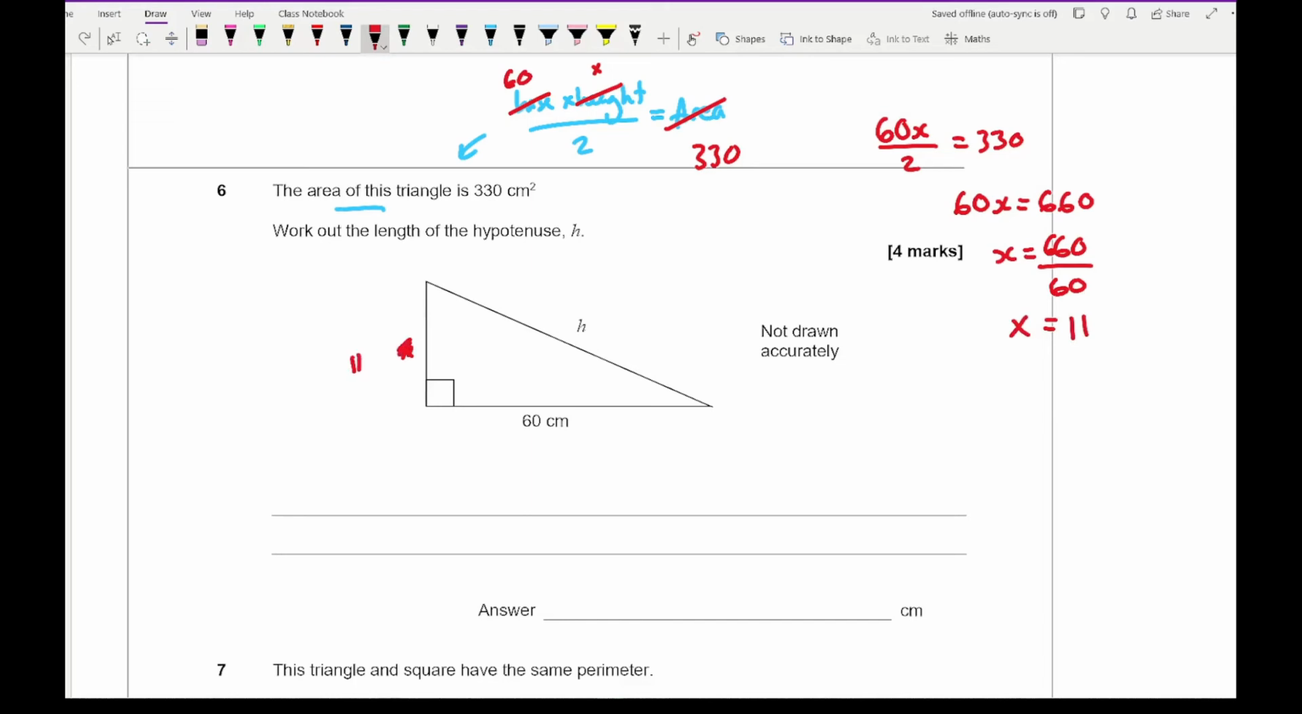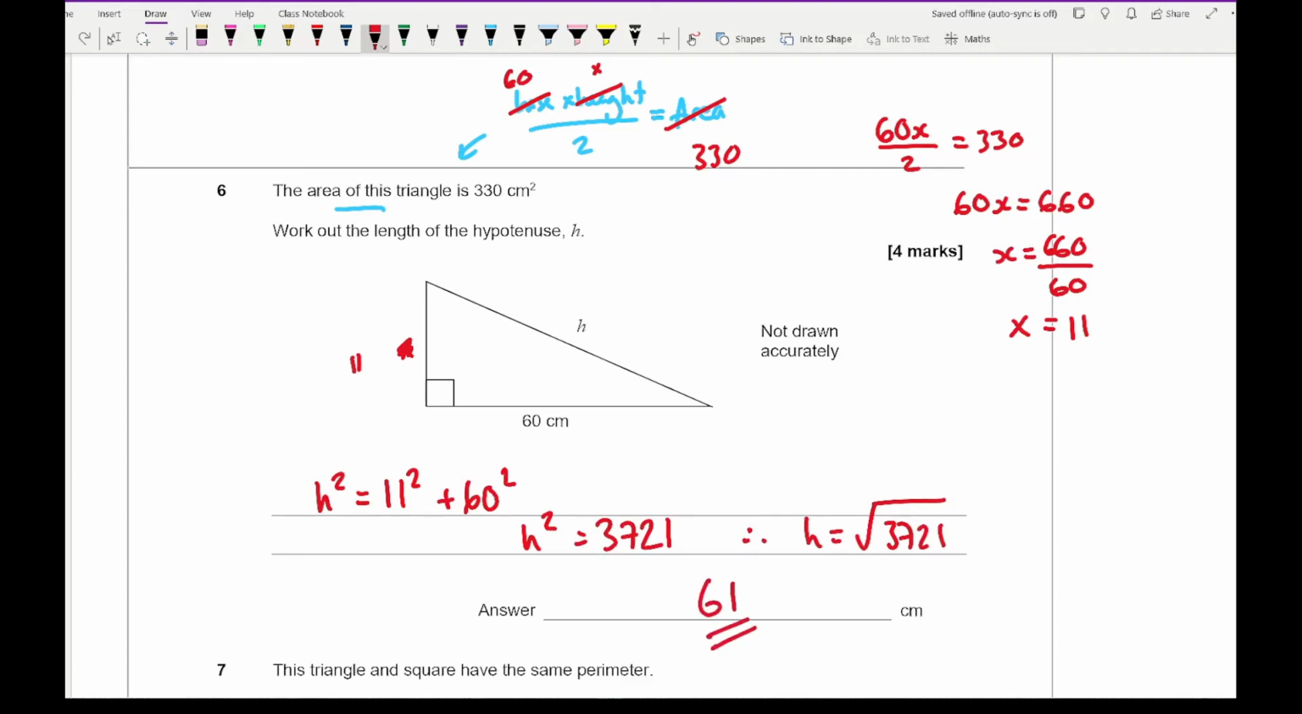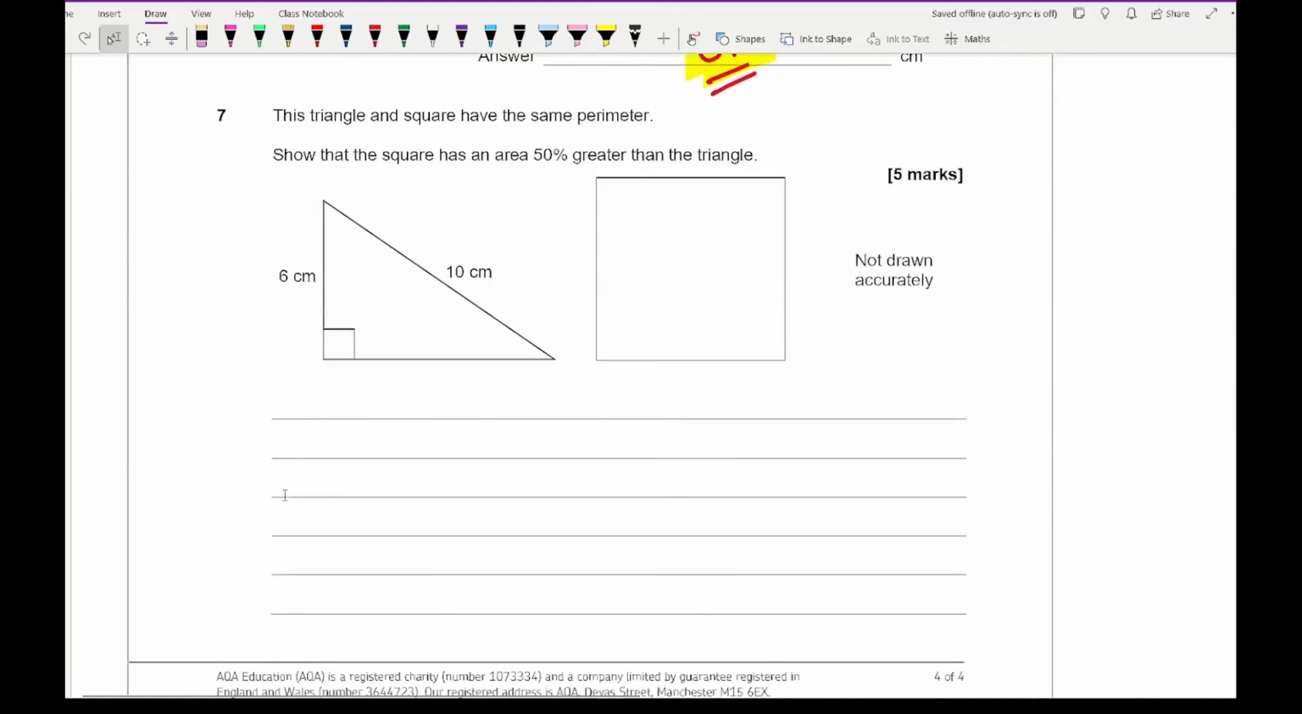So now I can use Pythagoras to work out what h is going to be. So h squared equals 11 squared plus 60 squared. So h squared equals 3721. So therefore h equals the square root of 3721. And again, no indication about how they want the answer written, but basically that proves to be nicely 61. So I could either leave my answer as root 3721 or work it out on my calculator and get an answer of 61.